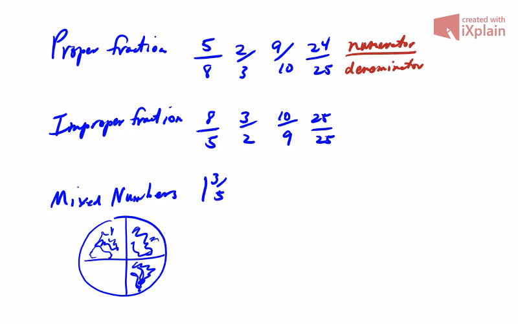So with the mixed number 1 and 3/5, you have 1 whole pie plus 3/5 of another pie, and in this pie there's 5 slices rather than 4 slices. Other examples of mixed numbers would be 1 1/2. So 1 whole pie plus half of another pie would have been eaten. And then 1 1/9. Or you could have the whole number of 1 to be considered a mixed number.